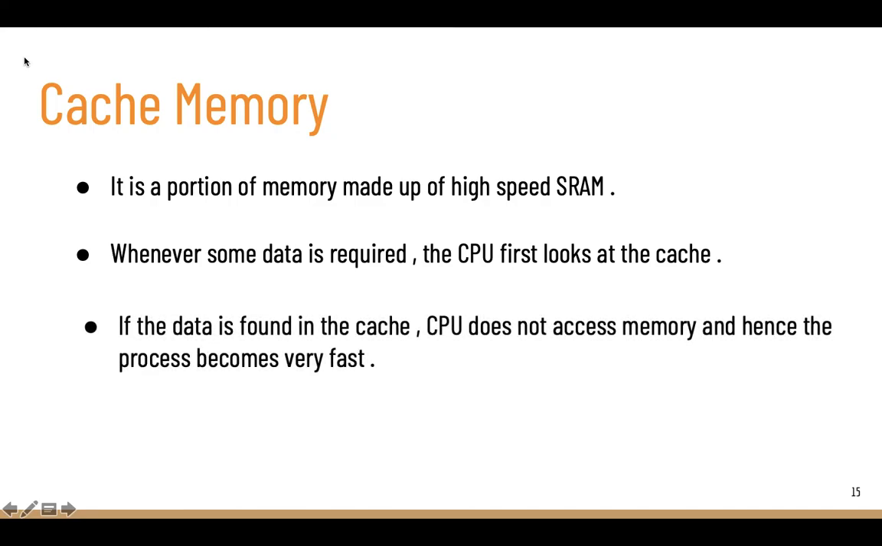If the data is found in the cache, well and good, CPU does not access memory and hence the process becomes fast. So why is it a high speed memory? Because it is located in the CPU and at first CPU will look for the data in the cache. If it finds it in the cache, well and good, and if it does not find it in the cache, then only it will look in the memory. But if it finds the required information in the cache, then the access time will be much faster.